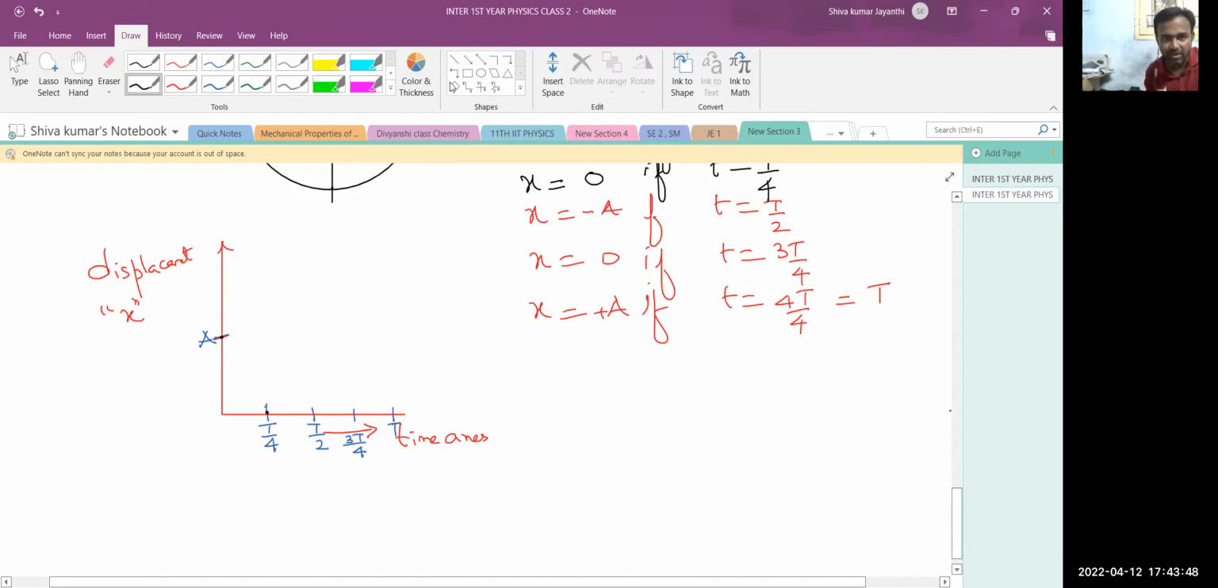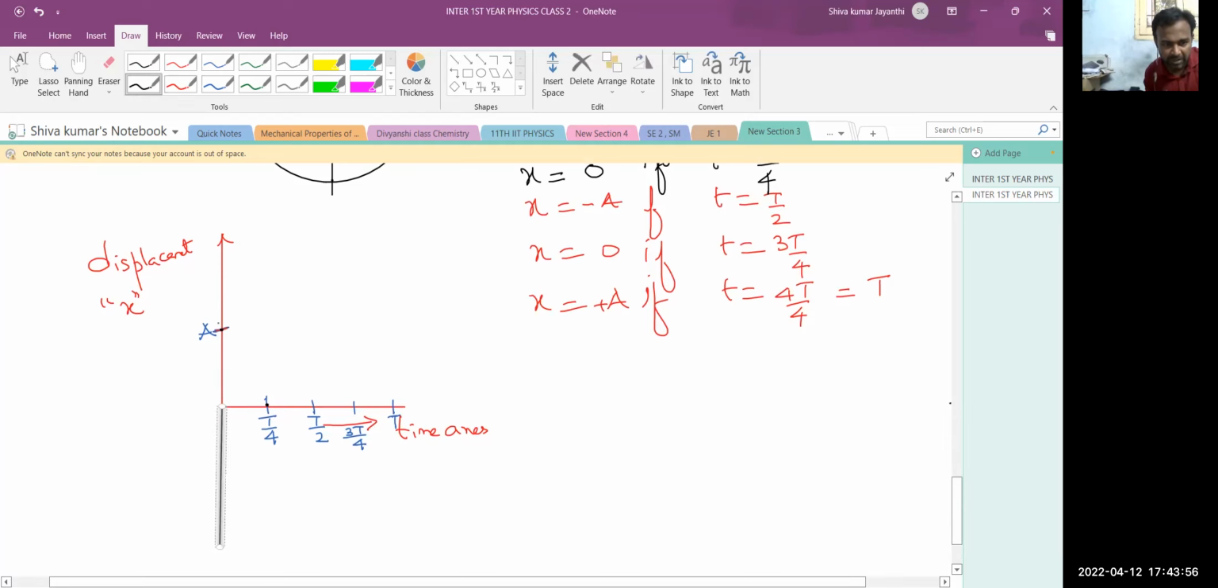Then where will it be? Minus a. So minus a means I need another axis downwards. Here this is plus a, and this is minus a. Now tell me, at T by 2, where is it? Minus a. At 3T by 4, where is it? 0. Again, where it was? At t equal to capital T, x is at a. Understood? So if I plot these points, how would I plot them?